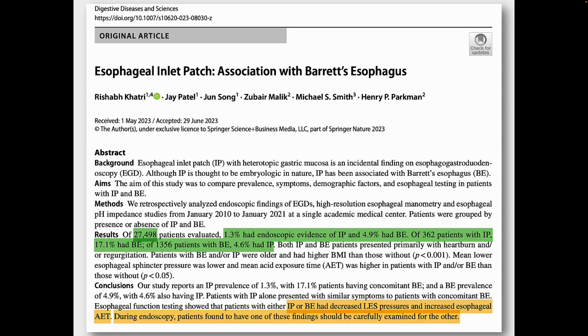This is from Mike Smith's group. This is by far the largest population evaluated for the presence of inlet patch and Barrett's esophagus. IP or Barrett's esophagus patients had decreased LES pressure on HRM and increased acid exposure time. So the bottom line is that patients found to have one of these findings should be carefully examined for the other.